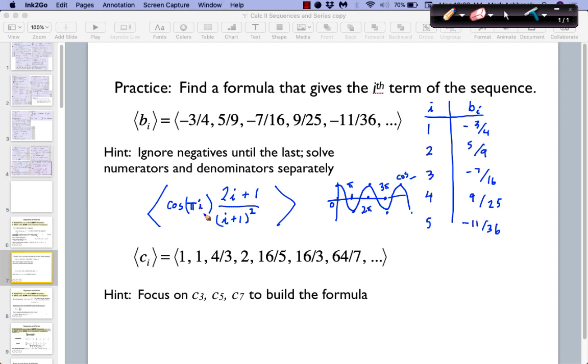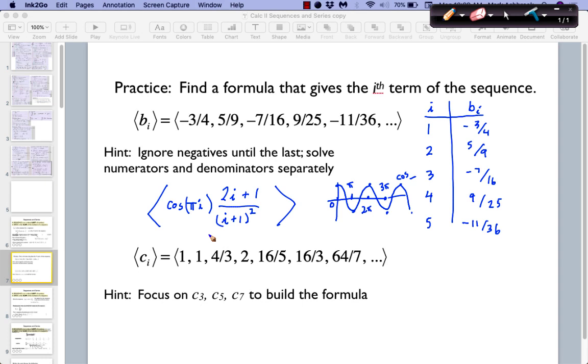See that? So this is another way to do this that you have to be on the lookout for. 1 pi gives -1. 2 pi gives +1. 3 pi gives -1. 4 pi gives +1. So this does exactly the same thing as the -1 to the I. Do you see it?